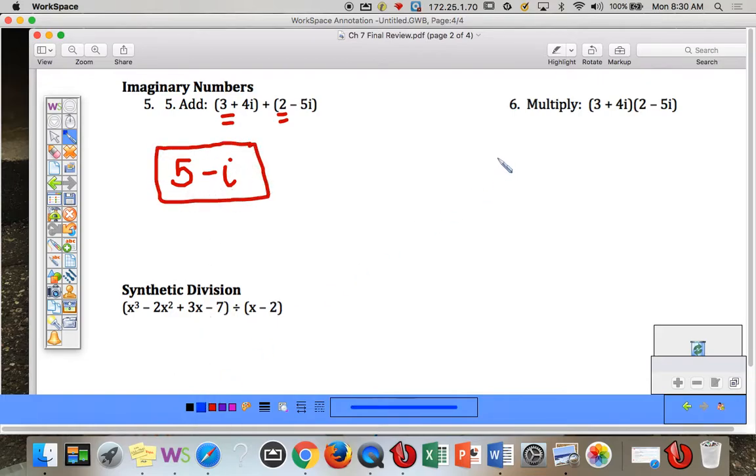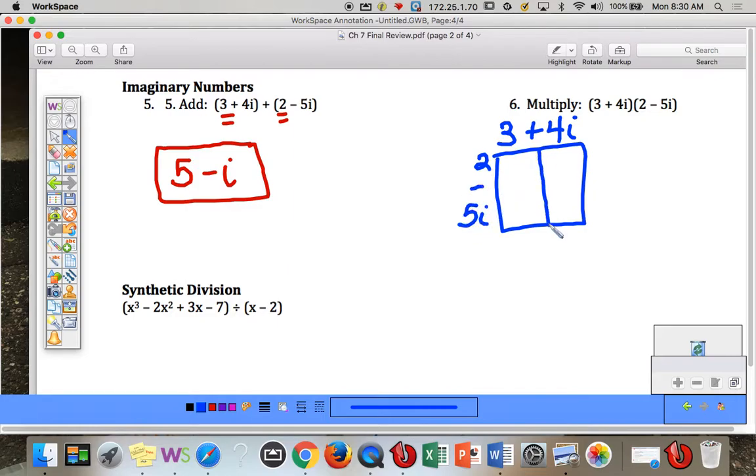If you multiply it out, you might want to FOIL or use a box. I'll use a box. We have 3 plus 4i, and we have 2 minus 5i. So we have 6 for the first box. 2 times 4i is 8i. 3 times negative 5i is negative 15i. And 4 times negative 5 is negative 20i squared.